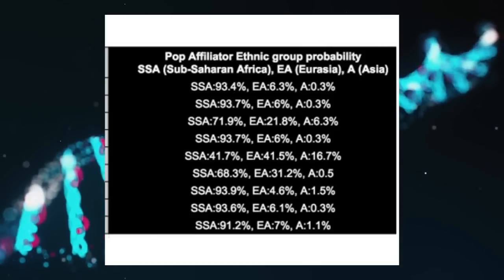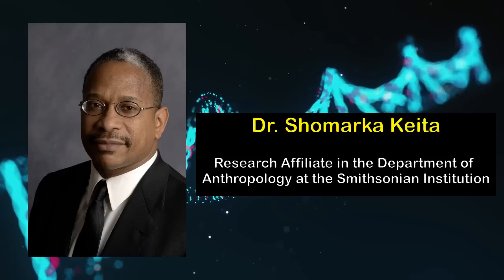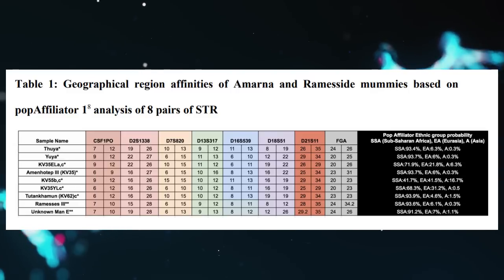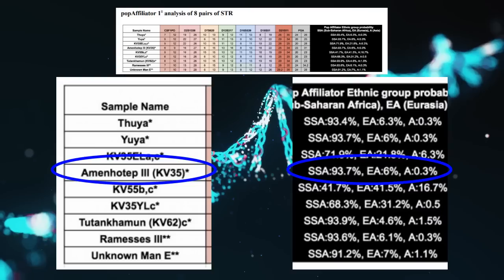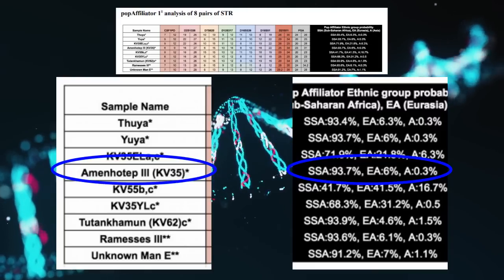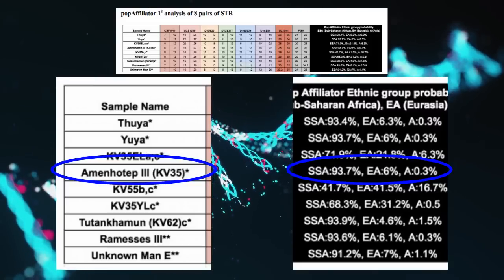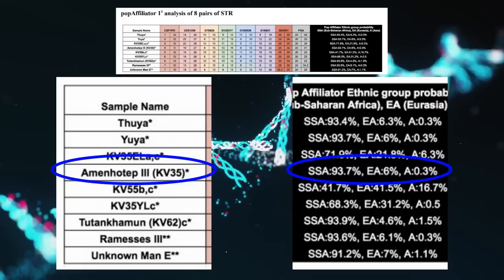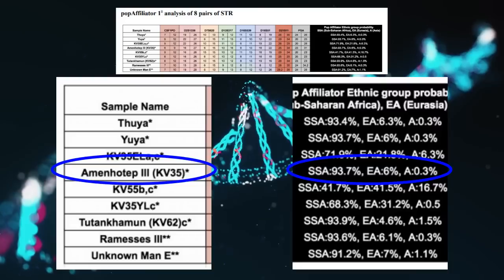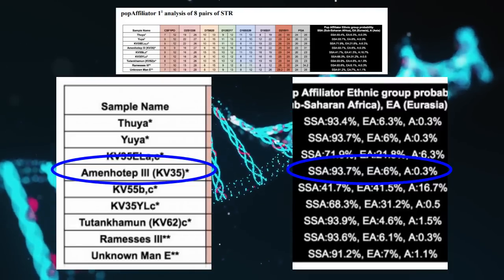And so what the team of Erykah Badu in 2018 did was put the DNA data available of the Amana families in Pop Affiliator, and what they found out is that King Amenhotep III is 93% related to Sub-Saharan Africans, so Black Africans. That would encompass African Americans, Africans from the Caribbean, and Africans from the continent, any African, any Black person out there. So yeah, King Amenhotep III, according to data from his STR DNA, is 93% related to Africans, 6% to Eurasians, and 0.3% to East Asians.